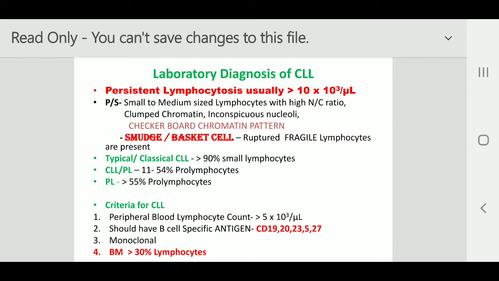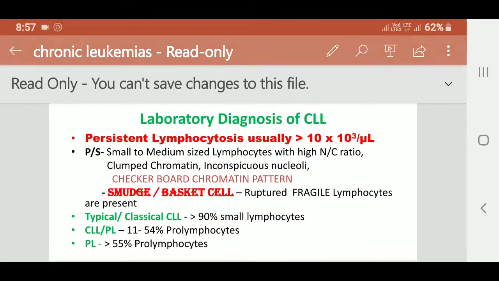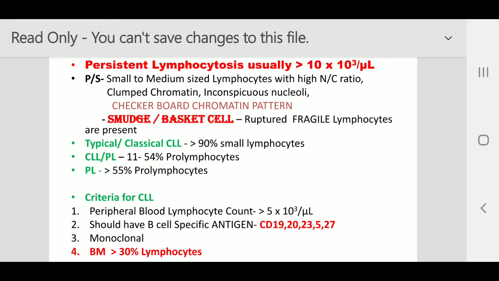In the laboratory diagnosis of CLL, in CBC we see that there is persistent lymphocytosis, usually more than 10 lakh in number, and on peripheral smear there are small to medium sized lymphocytes with high NC ratio. These lymphocytes are not very large, they are monotonous in appearance, and the chromatin has this characteristic feature of being clumped, a checkerboard type of chromatin pattern. Now what is this checkerboard type of chromatin pattern? As you see in the chessboards, that is checkerboard chromatin pattern.